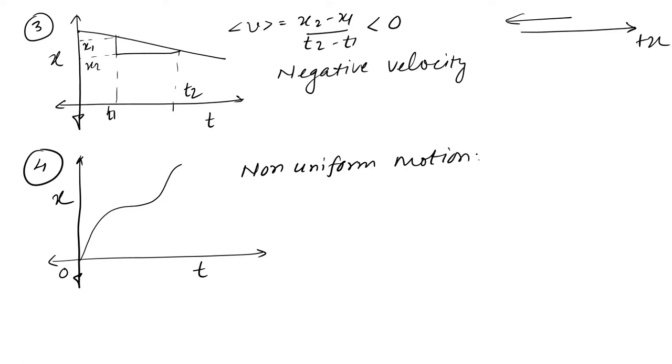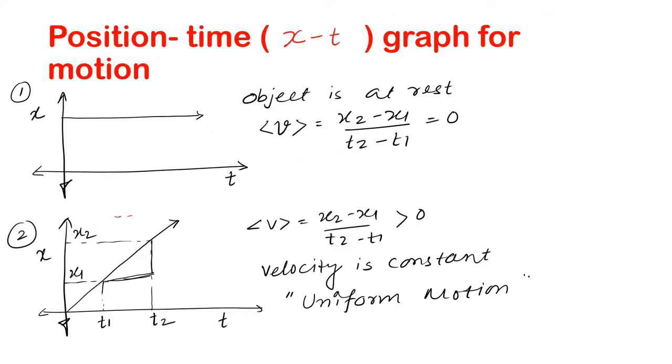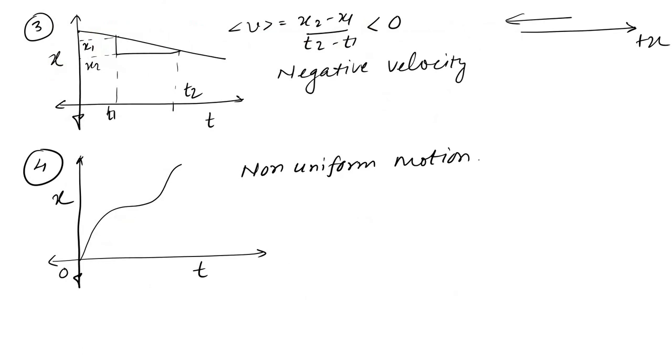Right? So likewise, these are the four types of curves which tell you what type of motion it is. Velocity can be 0 if the line is a straight line like this; positive velocity and constant velocity is uniform motion. You can have a negative velocity, which is again uniform motion because velocity is constant, but the motion is in the opposite direction. And then you can have a non-uniform motion also, right? Now next is the concept of instantaneous velocity.